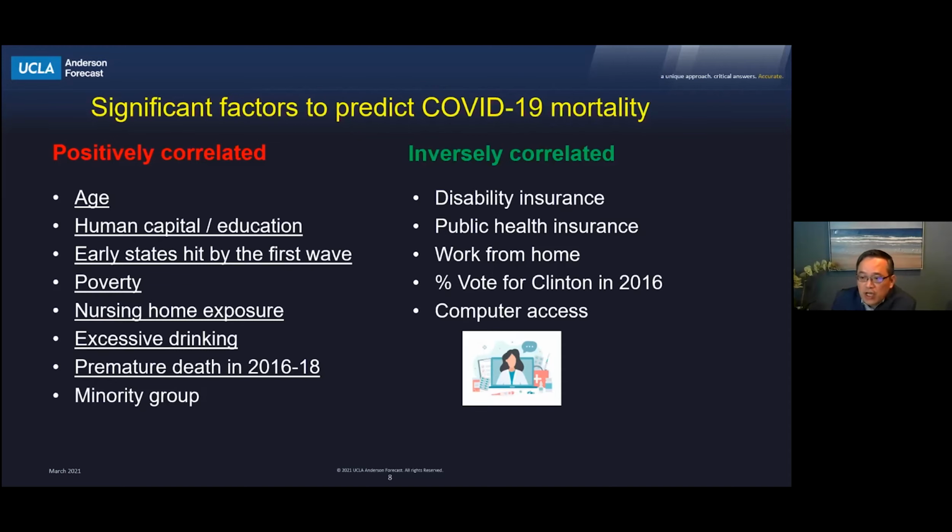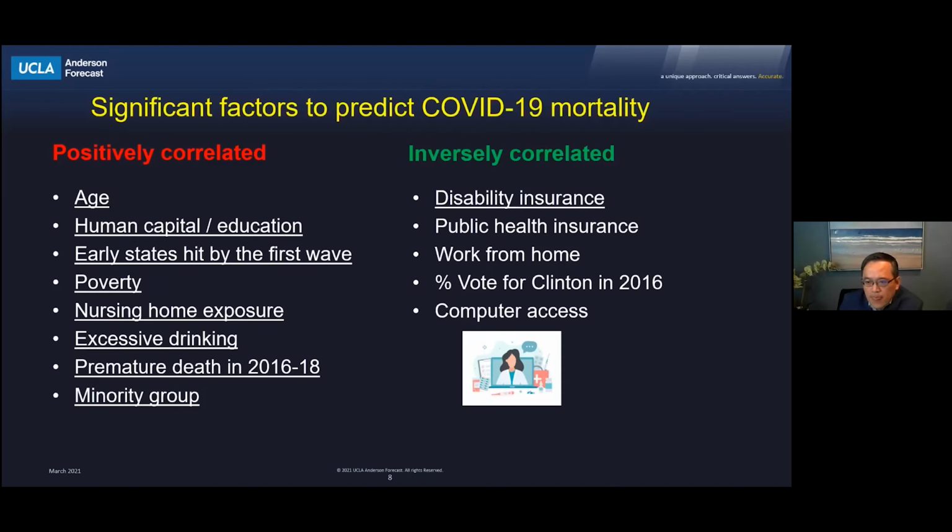So this suggests that a county with less health capital before the pandemic will have higher mortality during the pandemic. And minority group has a higher mortality rate. We will explain this in more detail later. On the right, these are the factors that are inversely correlated with mortality rate.